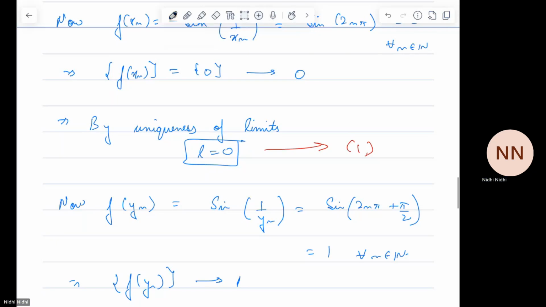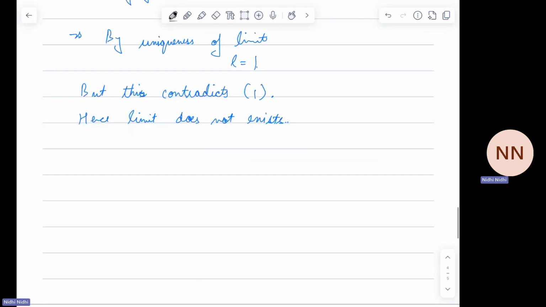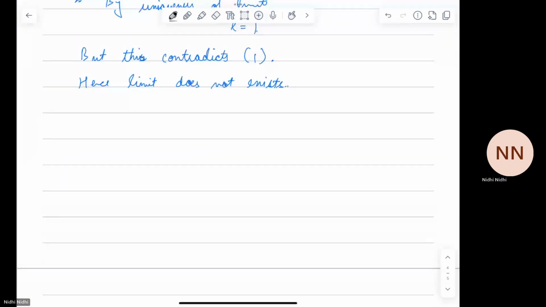I hope this is clear. Next, let's look at the fourth part. We have f(x) is equal to root x sin(1/x).